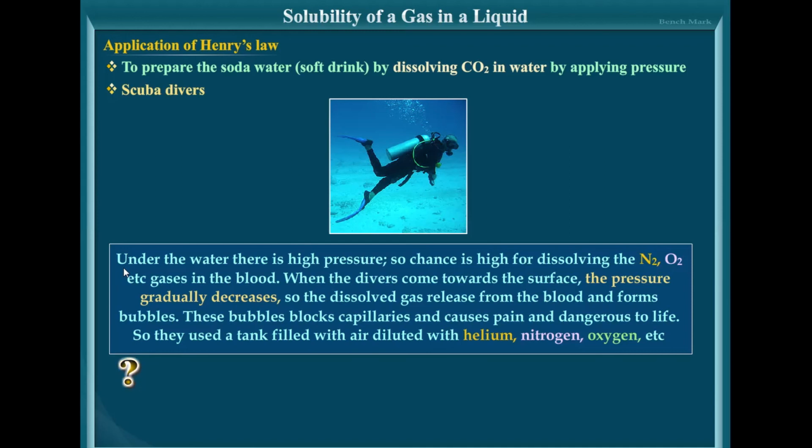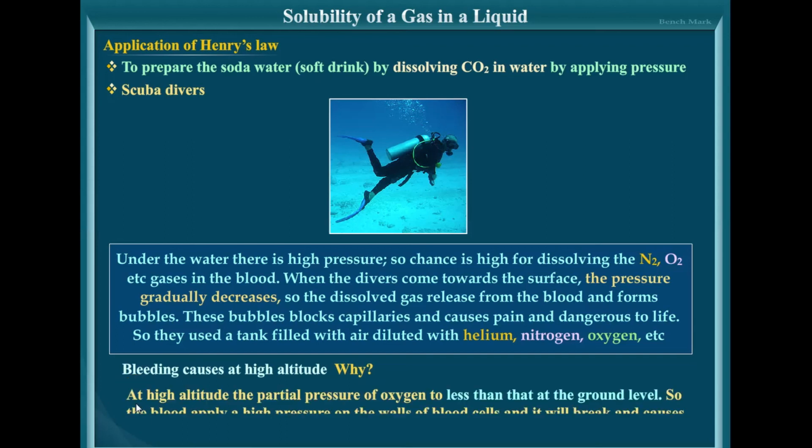Under the water, there is high pressure. So the chance is very high for nitrogen and oxygen gases to dissolve in the blood. Nitrogen will dissolve under high pressure in blood when the diver goes deep into water. When the divers come towards the surface, the pressure gradually decreases. So the dissolved gas is released from the blood and forms bubbles. These bubbles block the capillaries and cause pain and danger to life. So they use a tank filled with air diluted with helium and oxygen only. Nitrogen they do not use.